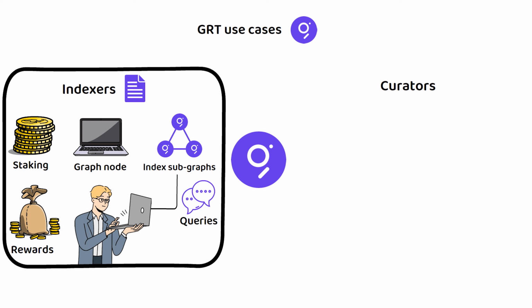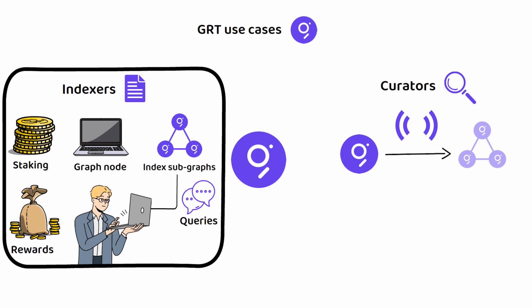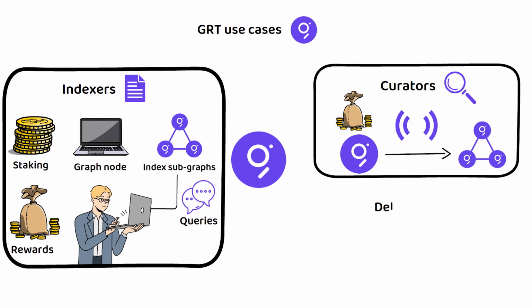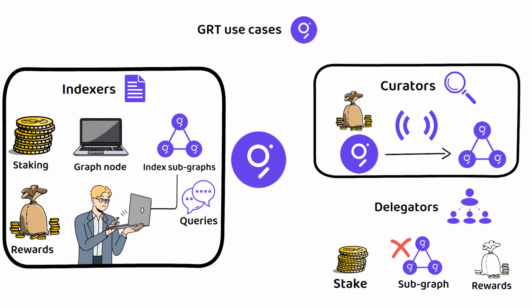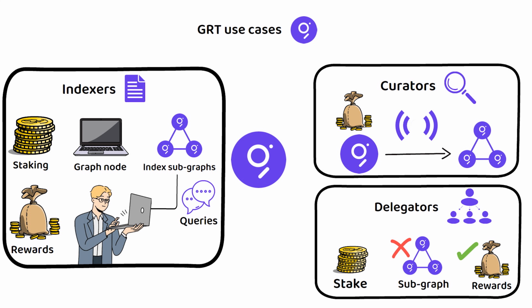Then we have the curators. Curators use their GRT tokens to signal what potential subgraphs are worth indexing. Curators are rewarded proportionally to how much their subgraph is then used overall. Finally, we have the delegators. Delegators stake their GRT tokens on behalf of indexers to earn a portion of the indexers' rewards and fees. The benefit here is they don't have to run their own subgraph and can still earn rewards.